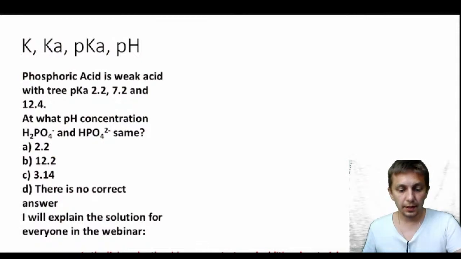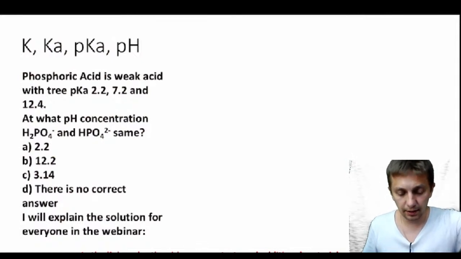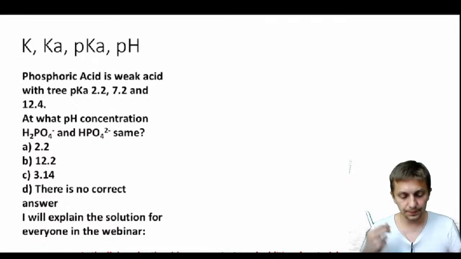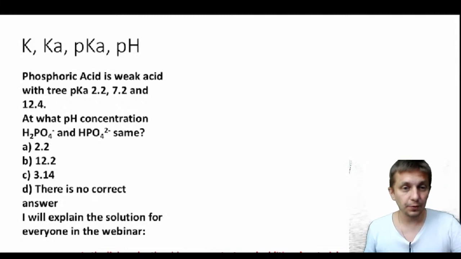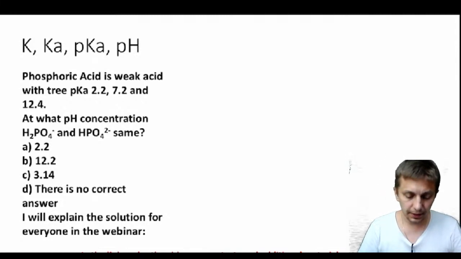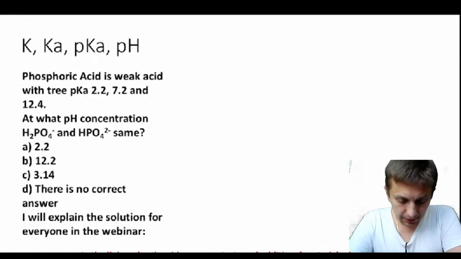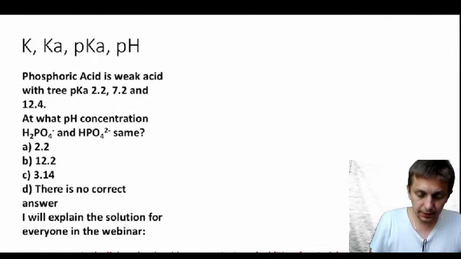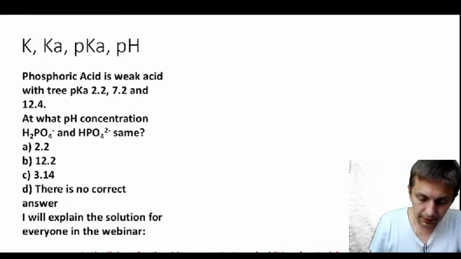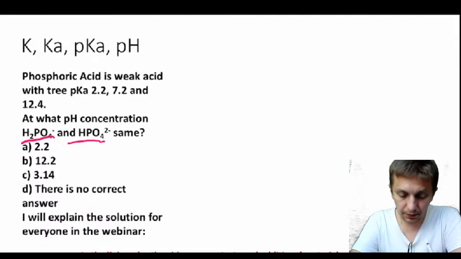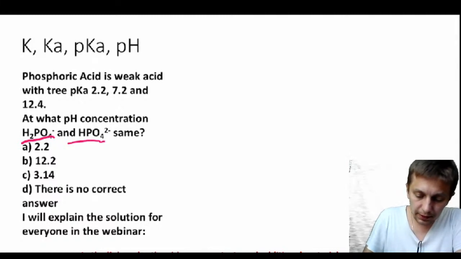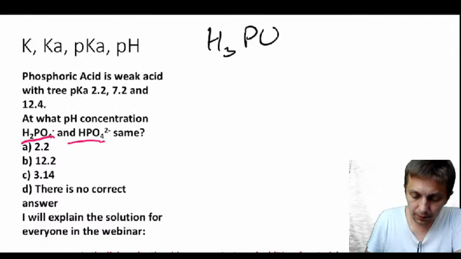At first, I want to start with a question about phosphoric acid. It's one of the major buffers. At which pH is the concentration of these particles the same? It's the ionization of phosphoric acid, H3PO4.